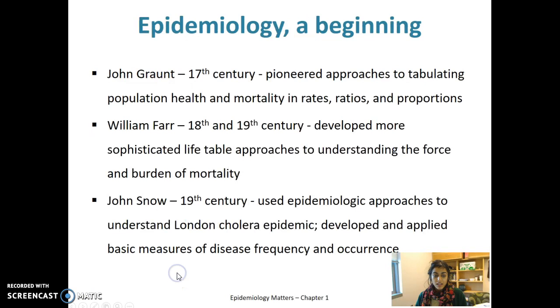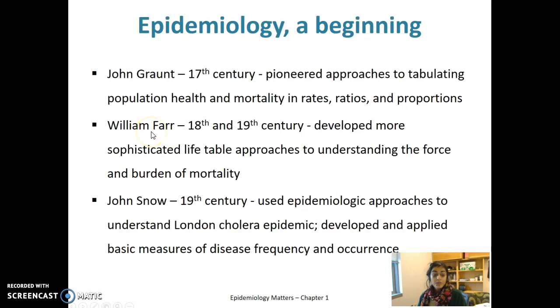20th century. So some of the main names in epidemiology that you'll hear about are John Grant, who was a 17th century scientist and pioneered approaches to tabulating population health and mortality in rates, ratios, and proportions, and we'll get into the distinction between those, which is subtle but important. There's William Farr, and you'll notice in your chapter 1 that Farlandia, the place that they'll be using a lot for examples and establishing concepts, this fictional place was named after him.